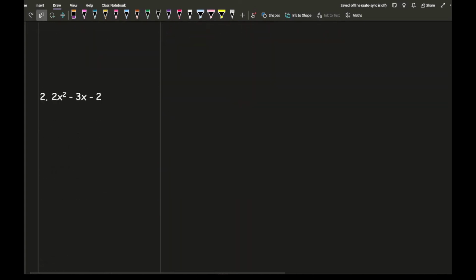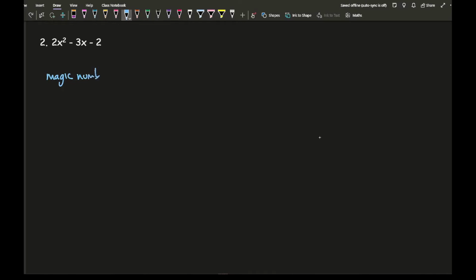So now let's have a look at the second example. So here we've got 2x squared minus 3x minus 2. So here my magic number is going to be 2 times minus 2, which is minus 4. So I'm looking for two numbers that multiply together to give me minus 4, but added together give me minus 3. And it's always a case of being mindful of the signs.